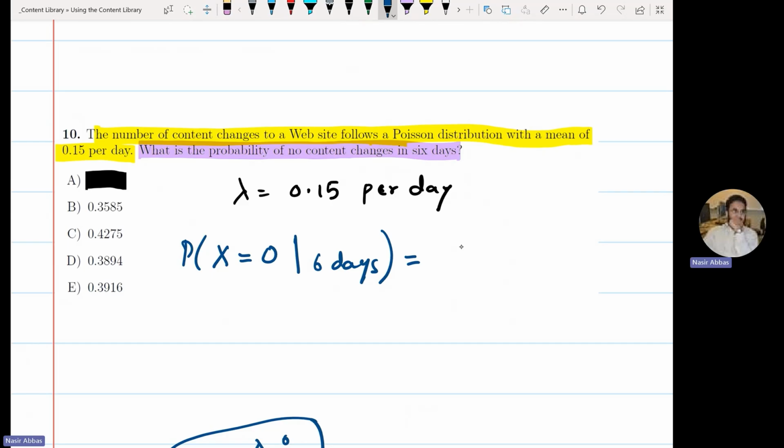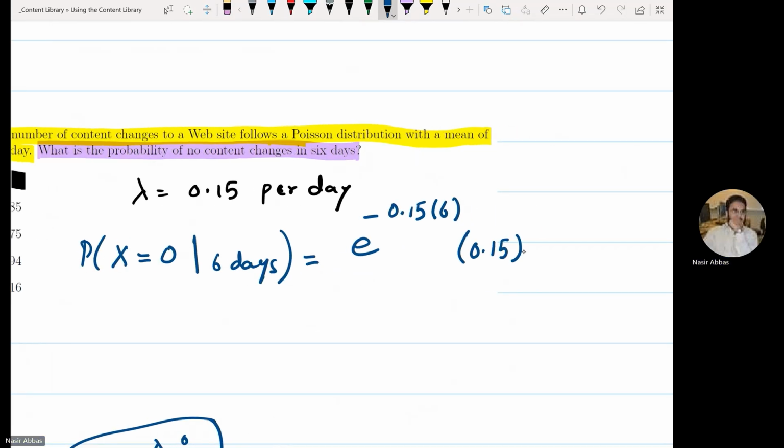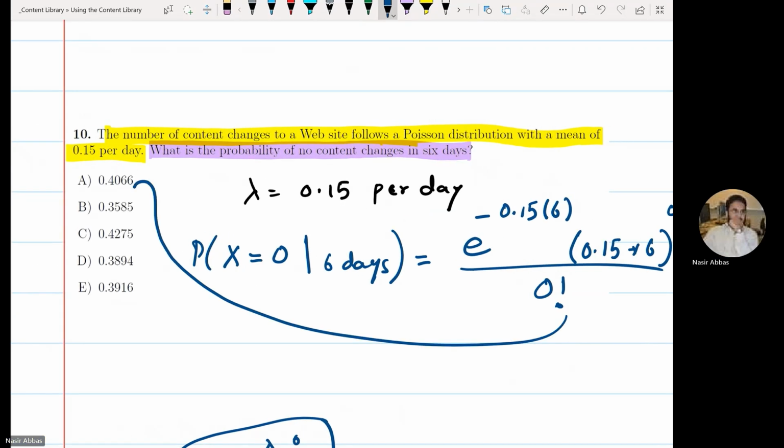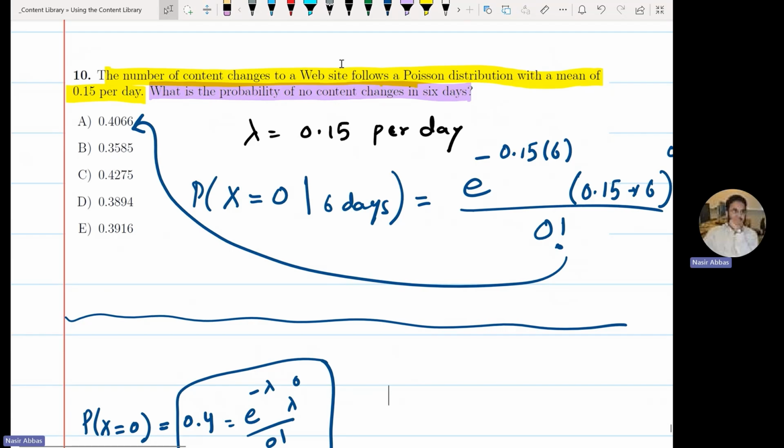This is easy. So it is e to the power minus lambda times t, lambda times t to the power 0 over 0 factorial. And I think this should correspond to 0.4066. So this is it. These were, I think, 11 or 12 questions belonging to chapter 3 in midterm or major exams from term 241 and term 233.